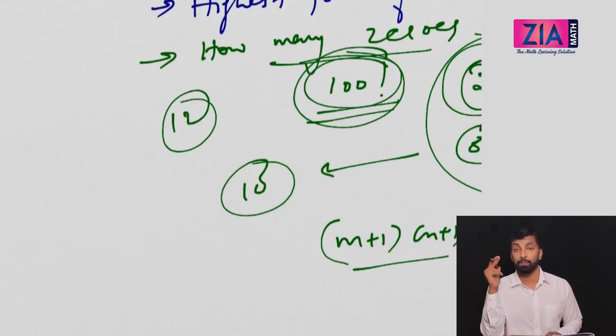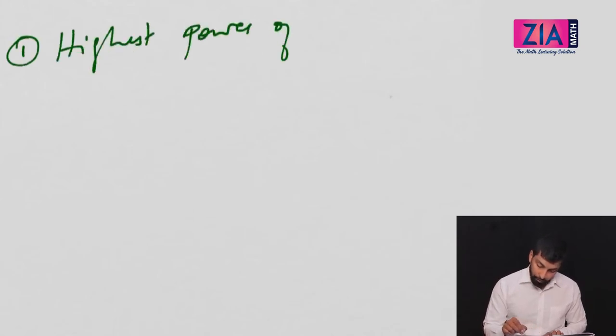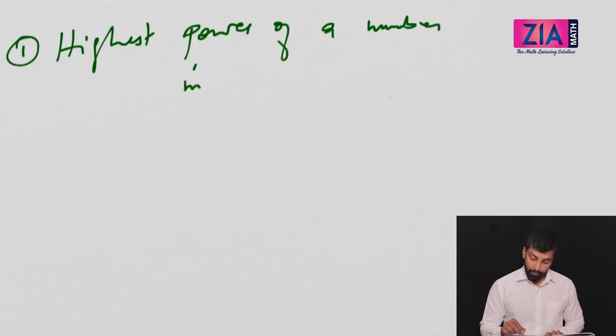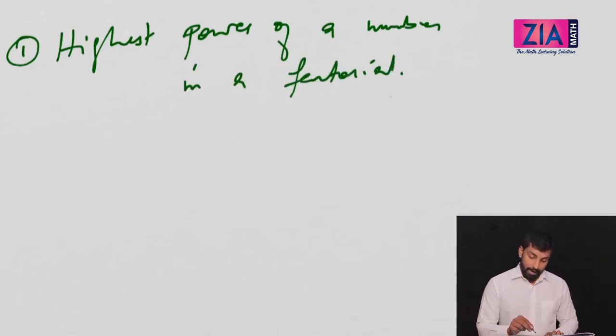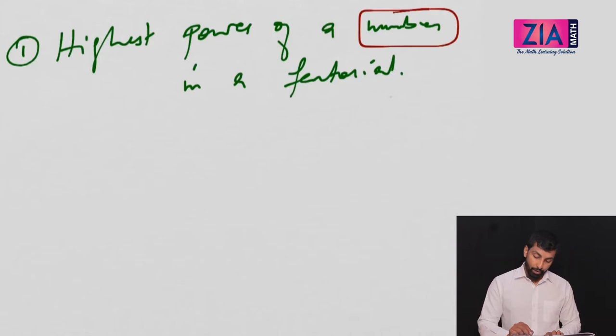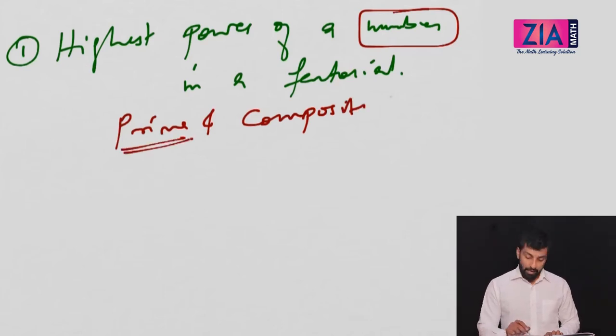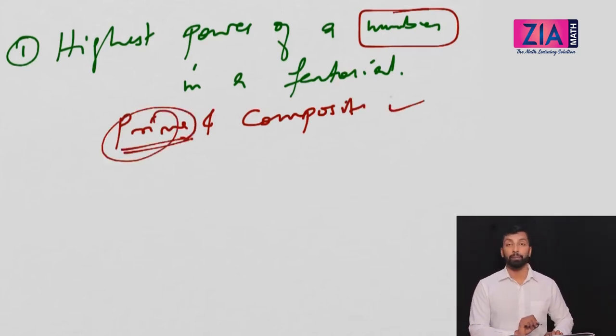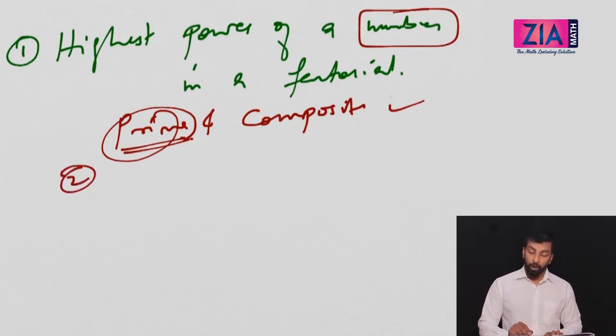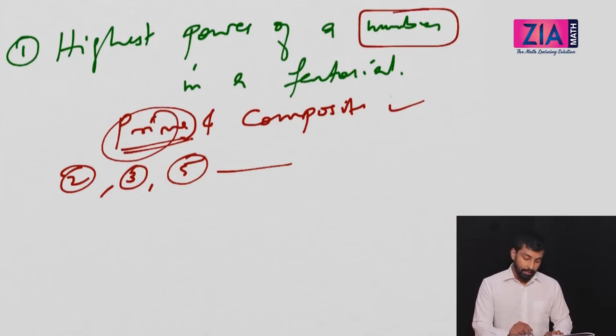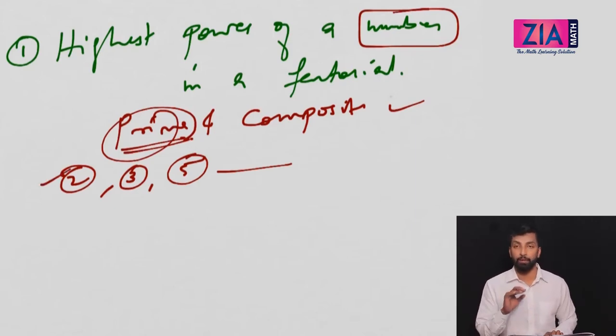Let's start off with the first one: the highest power of a number in a factorial. This number can be of two types, right? Prime number and composite number. Let's look at prime numbers first, and after that I'll discuss composite numbers. So let's take a prime number 2 or 3 or 5, or for that matter any prime number. Let's discuss the method for 2 first, then the same is applicable for all numbers.